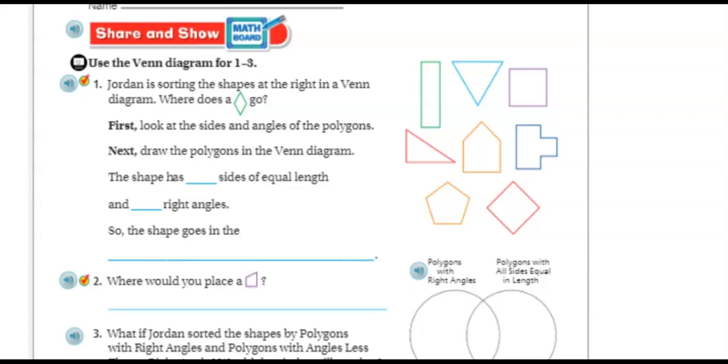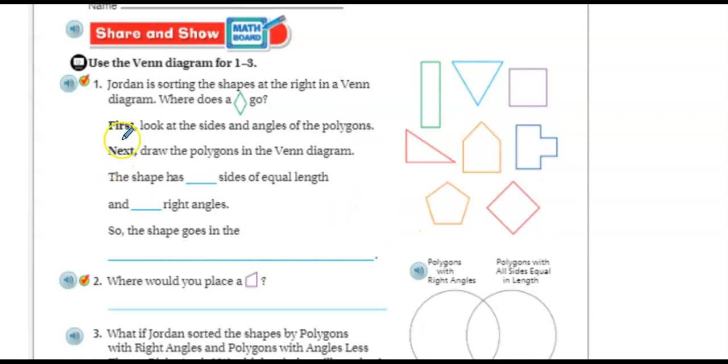We learned more about Venn diagrams and how to use them to classify our different shapes, to sort them into the different areas that they would go. So now we are going to be on page 743, and we are going to be using this Venn diagram for questions 1, 2, and 3. Jordan is sorting the shapes at the right in a Venn diagram. Where does the diamond go? So we want to figure out where we're putting something.